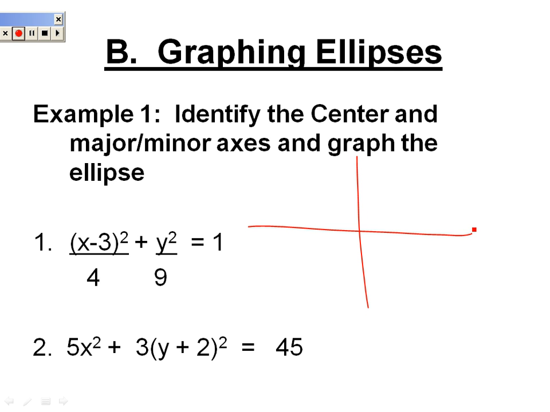The center was 0, -2. My x radius was 3, so I'm going to go left and right 3. And we're estimating the y radius to be about 4. And there it is.